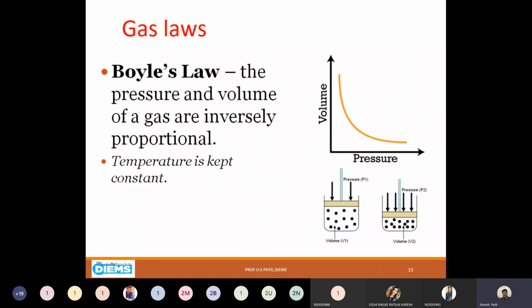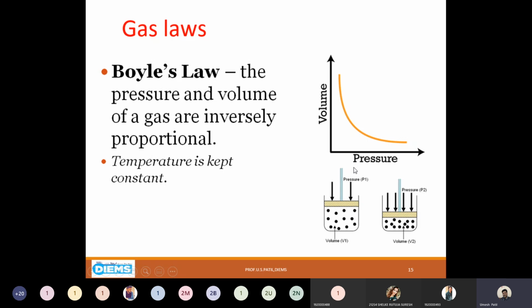So what does it indicate? There is a reduction in the volume of a gas inside a container if we increase pressure from P1 to P2. So here P2 is greater than P1 and V2 is less than V1. So it is Boyle's law. I hope Boyle's law is clear to you.